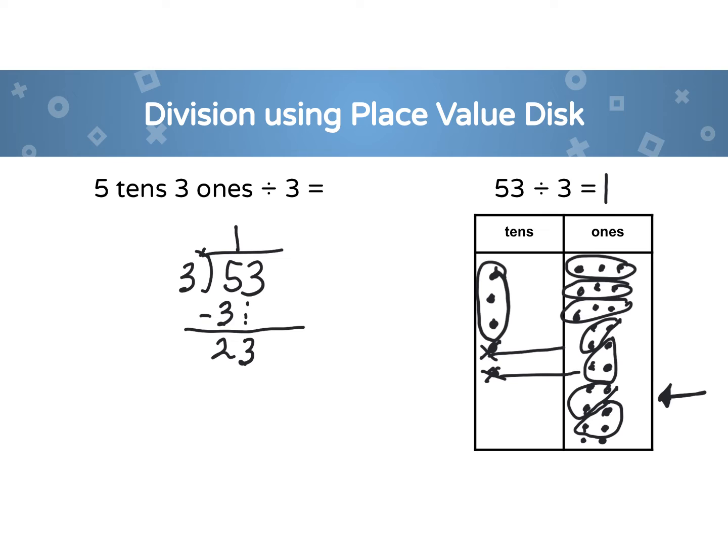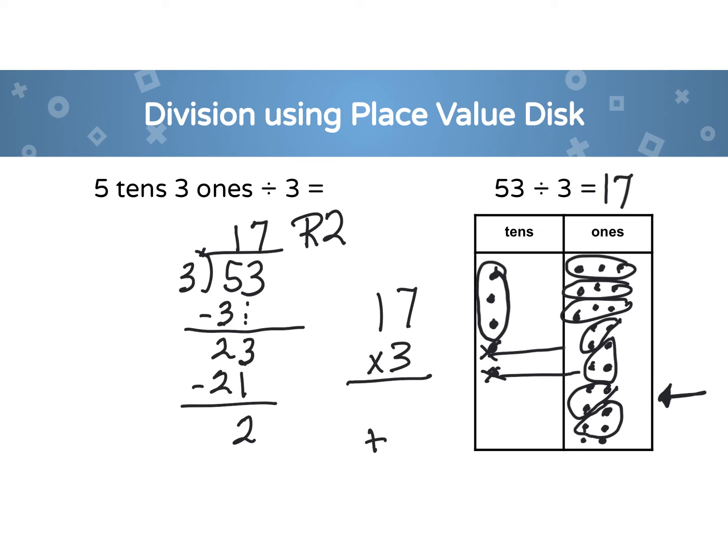So I had seven groups of 3. So I'm going to put my 7 here, and I actually have a remainder of 2. So now I'm going to do this over here. I have 23 divided by 3, it's 7. 7 times 3 is 21. I'm going to subtract, and I don't have anything to bring down, so I'm showing that I have a remainder of 2. Remember, when I'm finished, I can multiply 17 times 3 and then plus my remainder, and I should get 53.